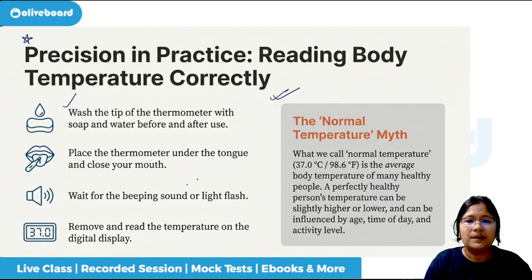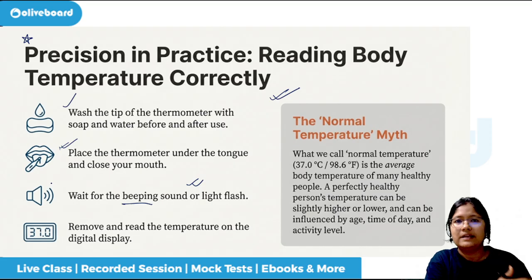Wait for the beeping or some light which will flash. The normal one which we use beeps and then we can take out the thermometer and we can see the reading. This thermometer can also be placed in a manner that it is under the arms, and that can also be done.